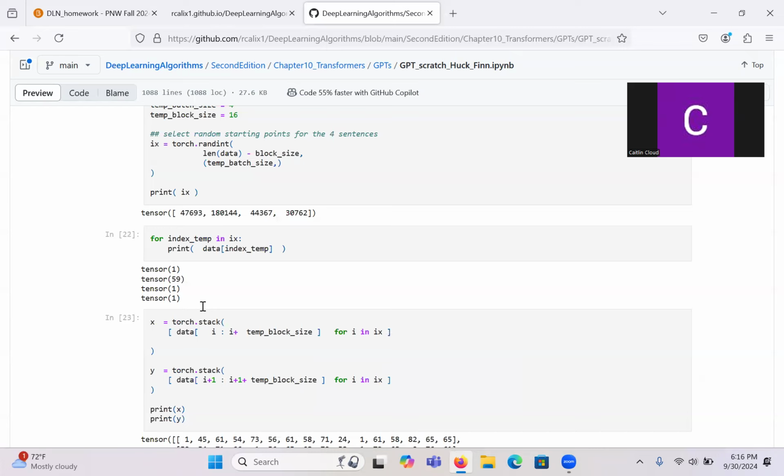All right, it's 6:16. This is a good stopping point, so let's take a 10-minute break. We'll come back at 6:26, download the code, and start going through it.